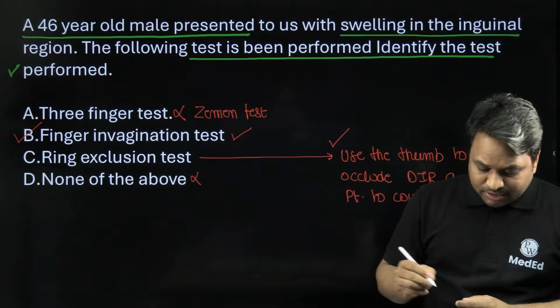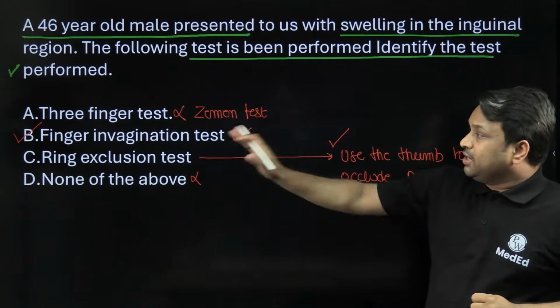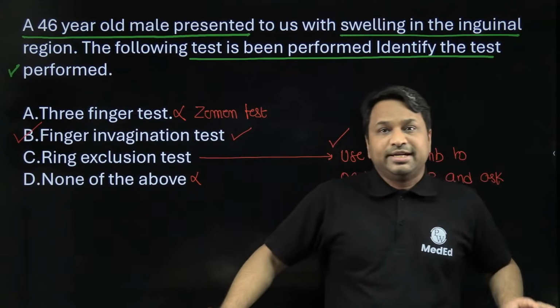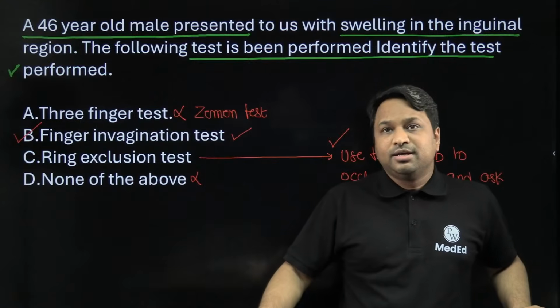None of the above cannot be the answer. So the answer to this question is B for Bombay. That is your finger invagination test. Everybody clear with that? Okay, sorted?